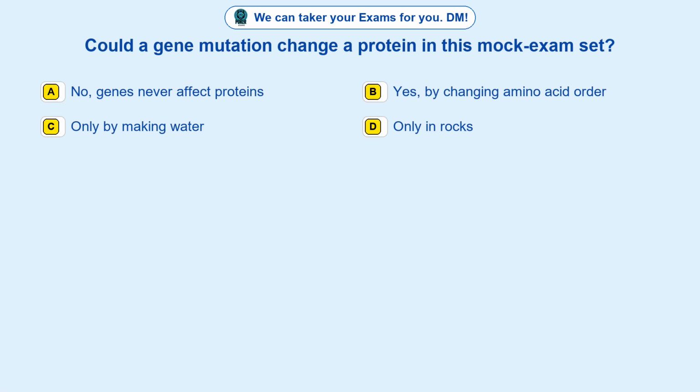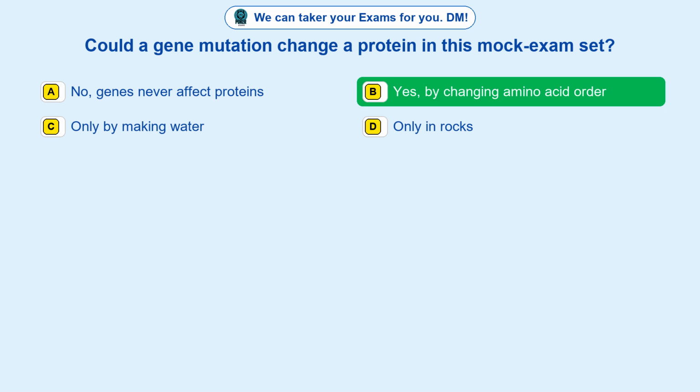Question 10. Could a gene mutation change a protein in this mock exam set? Option A. No, genes never affect proteins. Option B. Yes, by changing amino acid order. Option C. Only by making water. Option D. Only in rocks. The correct answer is option B. Yes, by changing amino acid order.